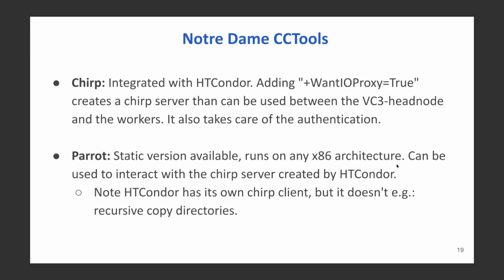Then for the client, rather than just using the chirp client directly from Condor, we use this Parrot tool because there is a static version available that runs in any x86 architecture. And so we use that in order to interact with chirp and access and transfer data from the workers to the head node as necessary.